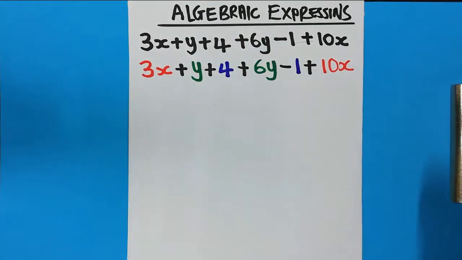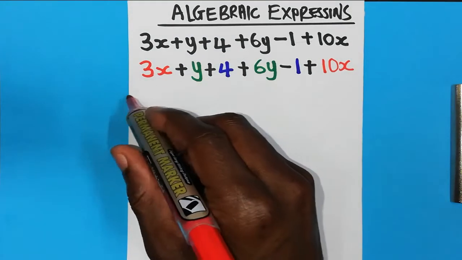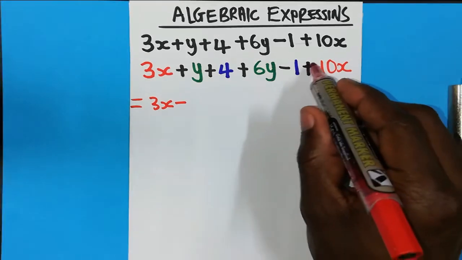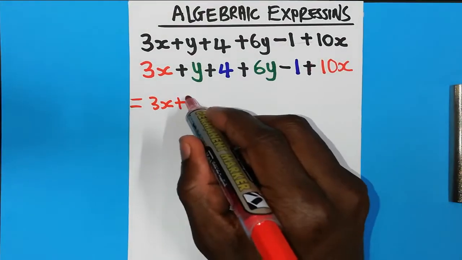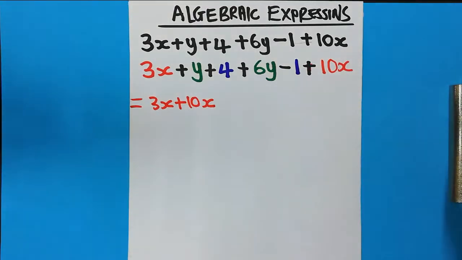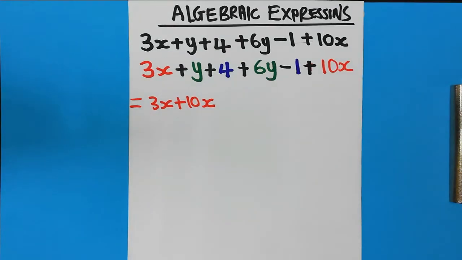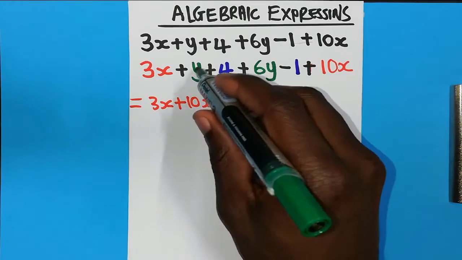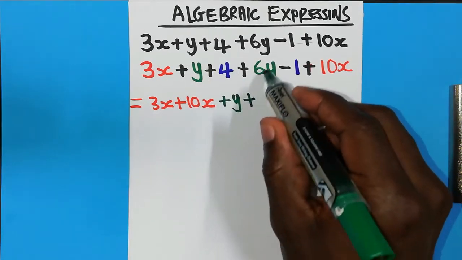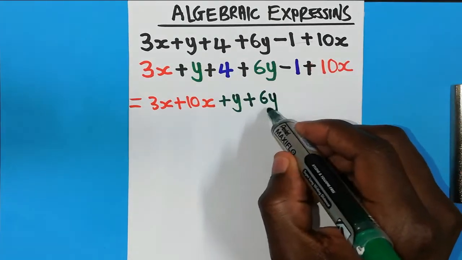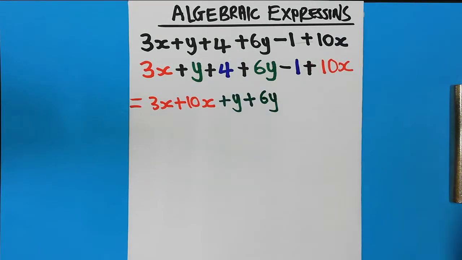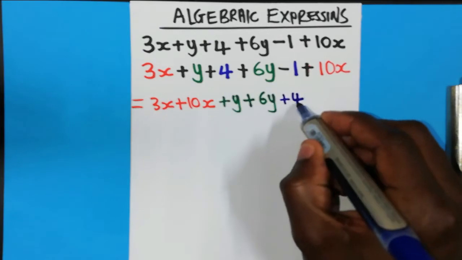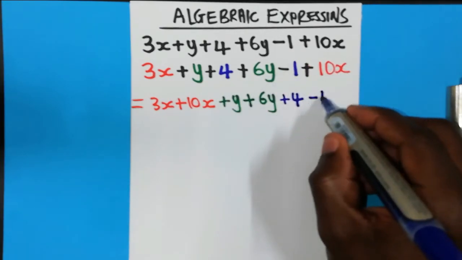All right, now let's begin. So we're going to have 3x plus 10x. And the next one we're going to have positive y plus 6y. So what we are trying to do now is just to group them together. So positive 4 minus 1.